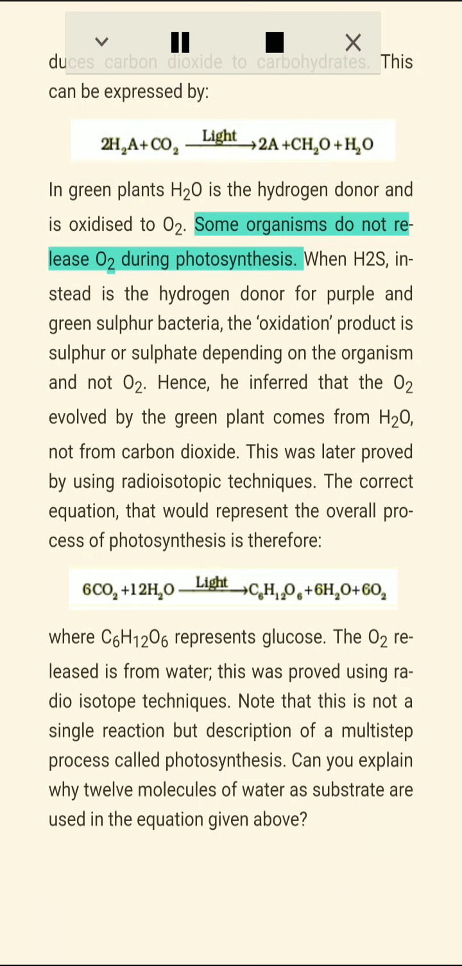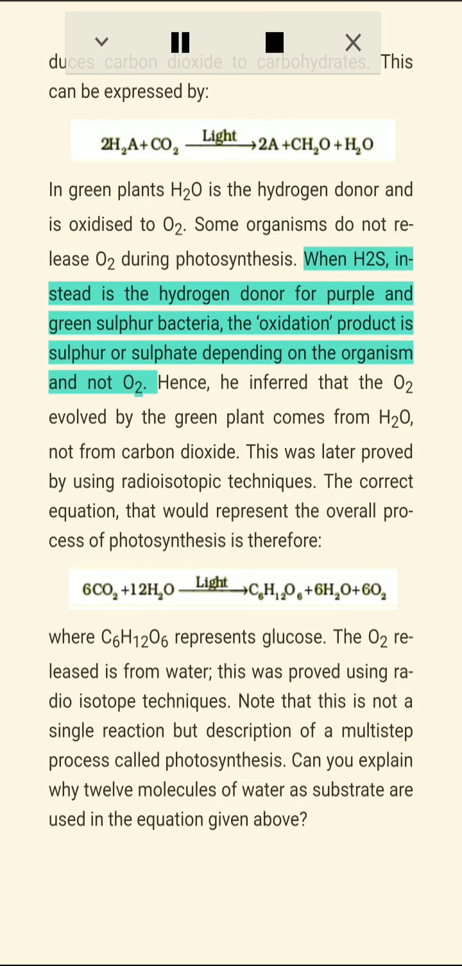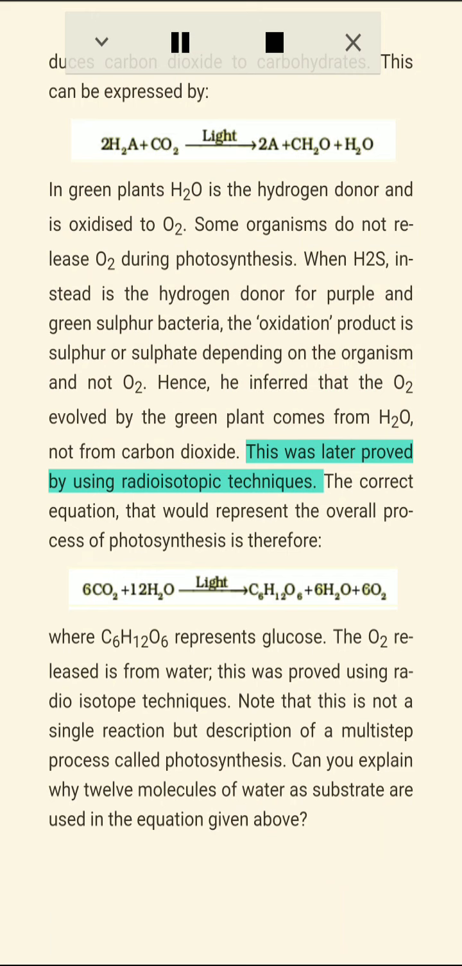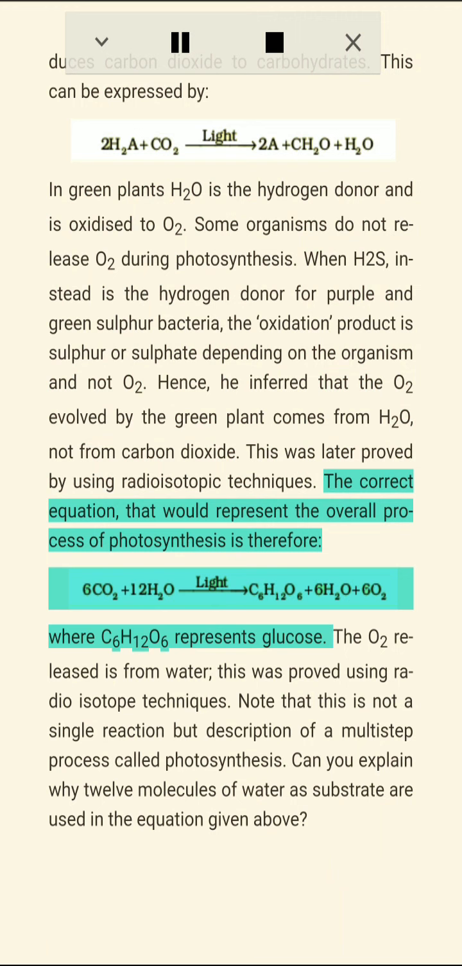Some organisms do not release O2 during photosynthesis. When H2S instead is the hydrogen donor for purple and green sulfur bacteria, the oxidation product is sulfur or sulfate, depending on the organism, and not O2. Hence, he inferred that the O2 evolved by the green plant comes from H2O, not from carbon dioxide. This was later proved by using radioisotopic techniques.